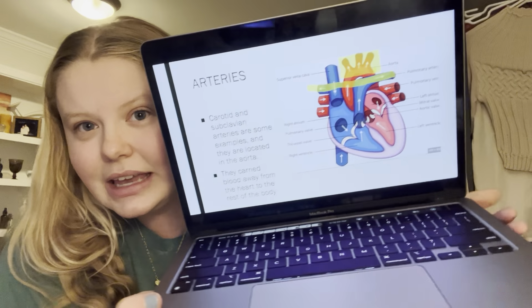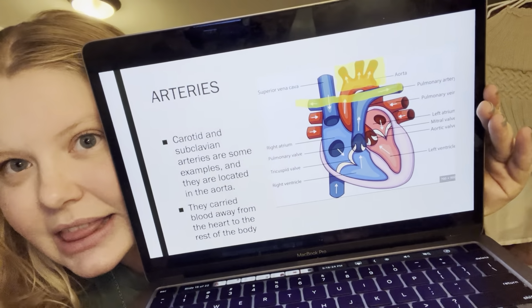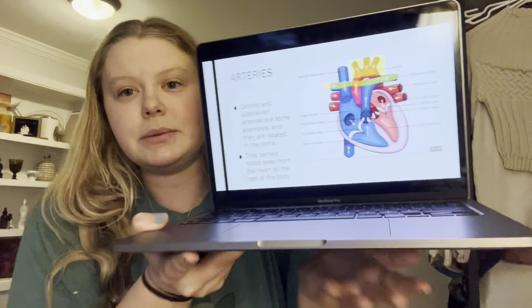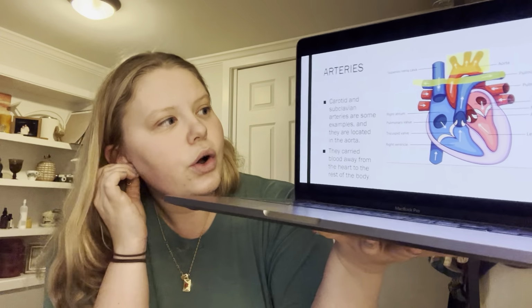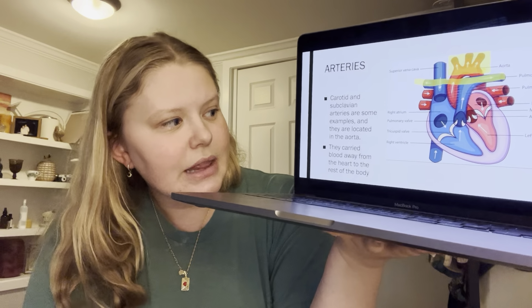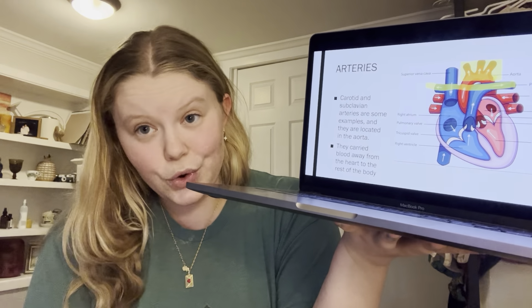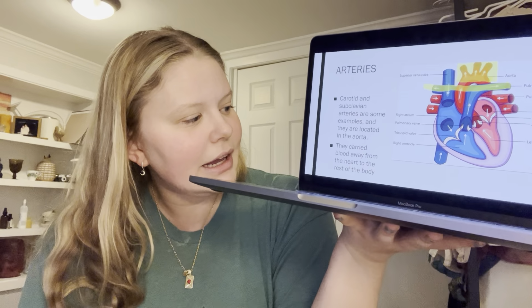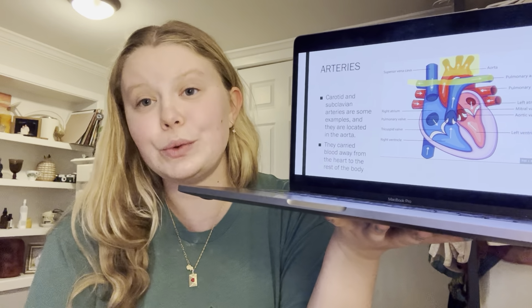Next, we have the arteries. So I have highlighted that. Once again, it is above the heart. Carotid and subclavian arteries are some examples, and they are located in the aorta. They carry blood away from the heart and to the rest of the body.